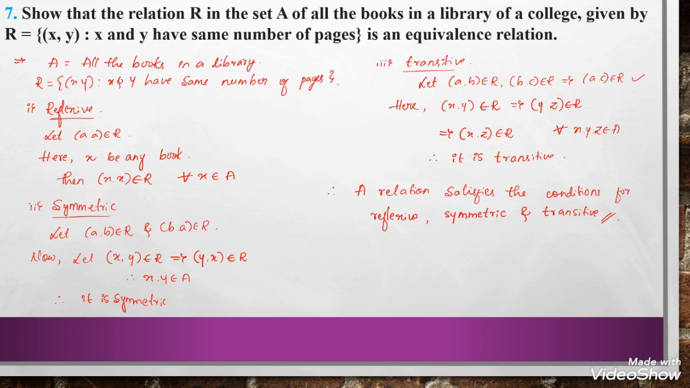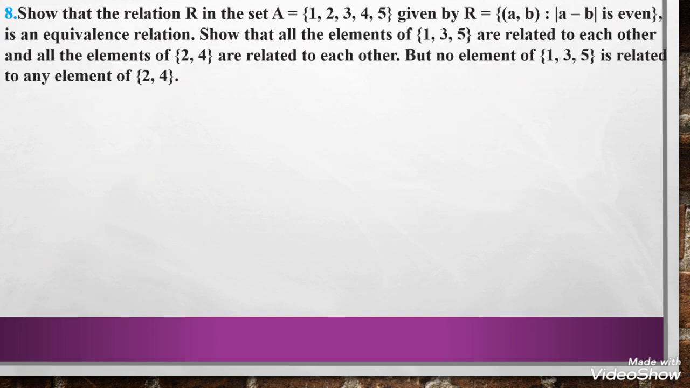Now, let us move on to the next question. Question number 8. Show that the relation R in a set A containing the elements 1, 2, 3, 4, 5, given by the relation R equal to (A, B) such that mod of A minus B is an even number.